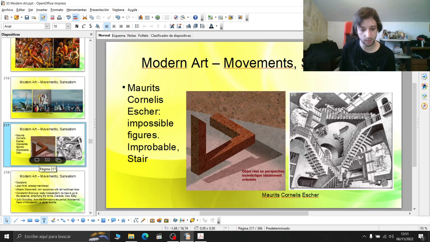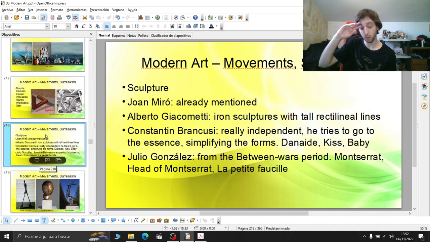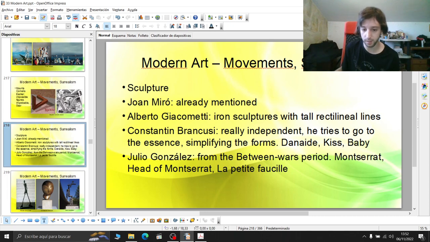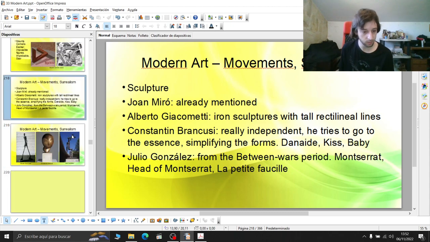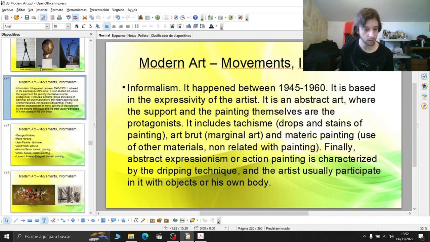Maurits Cornelis Escher, impossible figures. Here you see another one. And now sculpture: Joan Miró, already mentioned, Alberto Giacometti, iron sculptures with tall rectilinear lines, Constantin Brâncuși, who tries to go to the essence, simplifying the forms, and Julio González from the Between Wars period. Here you see examples of all of them.